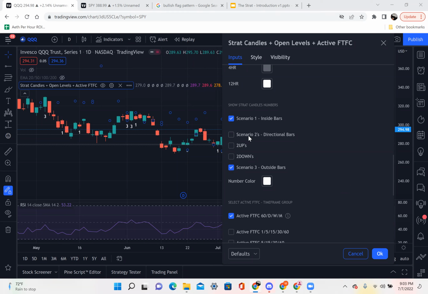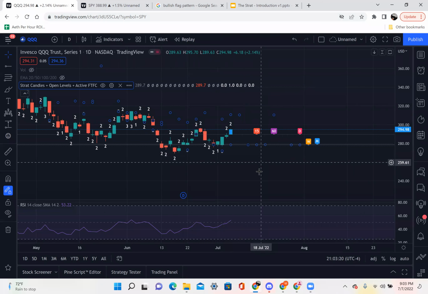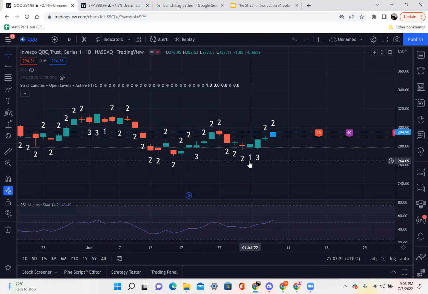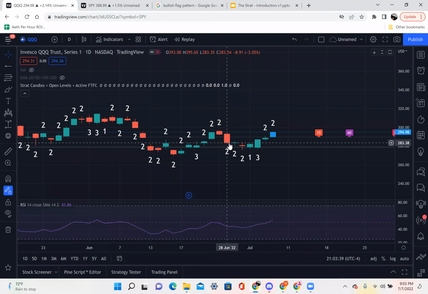Instead of selecting scenario 2 bar, you'll click 2 up and 2 down. It'll populate a little easier, where you now know that this is a 1 bar because it did not break the high or the previous low. And this is a 2 down because we broke the previous candle's low. This one is a 2 down because we broke the previous candle low.